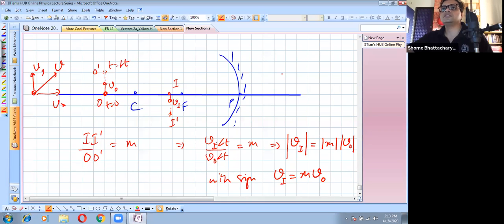Yeah. So just to re-explain what's happening over here. See, imagine in a time delta t, your object has moved from this point over here, okay, to this point over here.